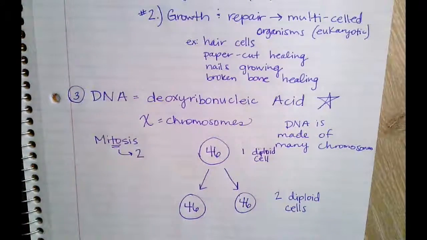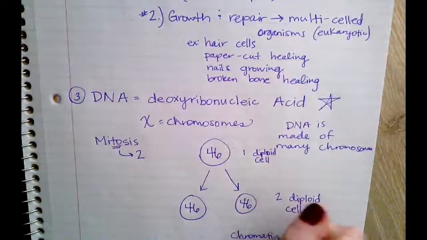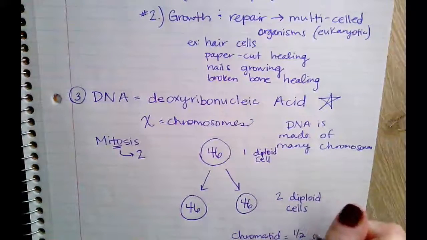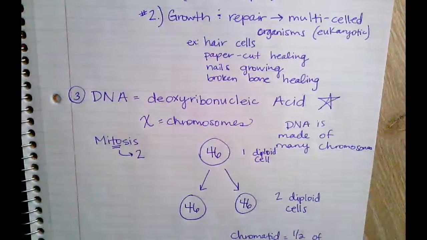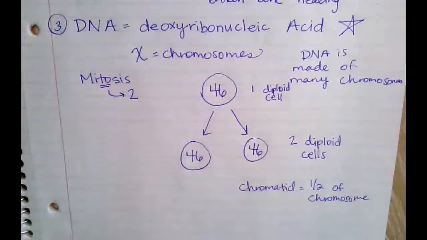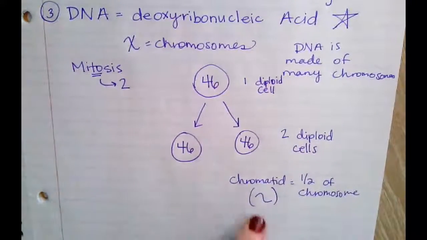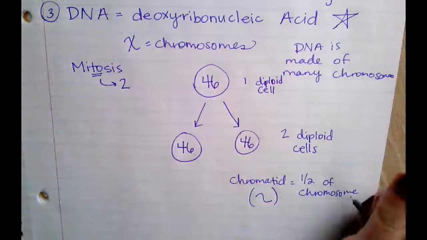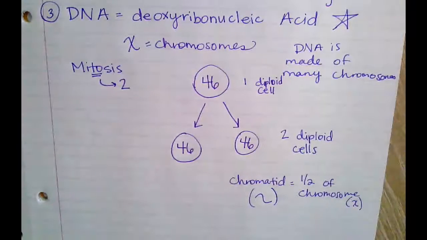Now, if you hear me say this word chromatid, that's half of a chromosome. Oops, sorry, you can't read that. Half of a chromosome, so it's going to look more like that. I'm going to draw that as a chromatid, and a chromosome is double that. Okay, so we're going to talk about that more in the next slide.